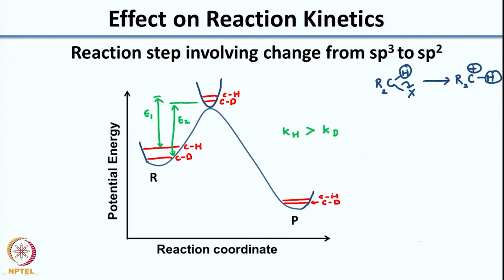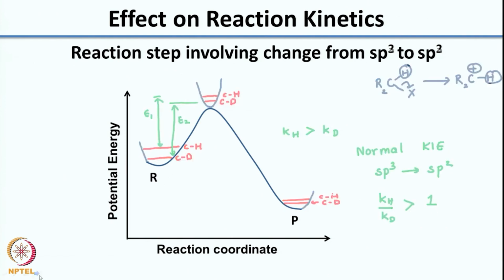So, typically you would see what is called a normal kinetic isotope effect while going from sp3 to sp2, and that means the value would be KH over KD greater than 1, because KH is greater than KD, and this value would be somewhere between 1 and 2. As I told you, a much larger effect is seen in a primary kinetic isotope effect. So, the secondary kinetic isotope effect magnitude is not large, but then you do see an effect. So, in this case you see KH is greater than KD, it is called a normal kinetic isotope effect.